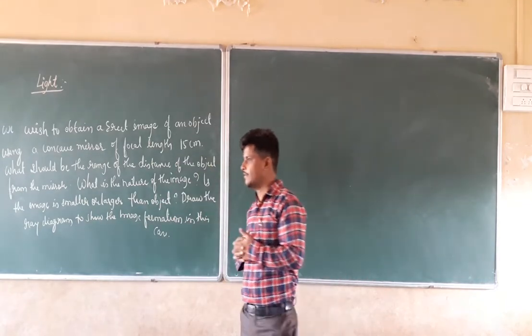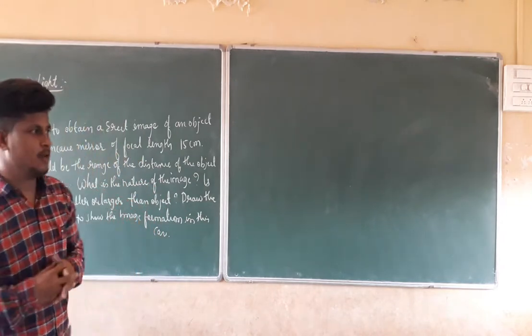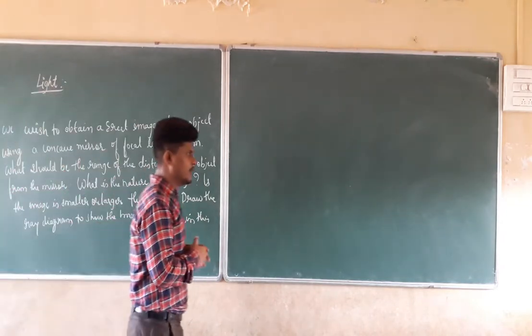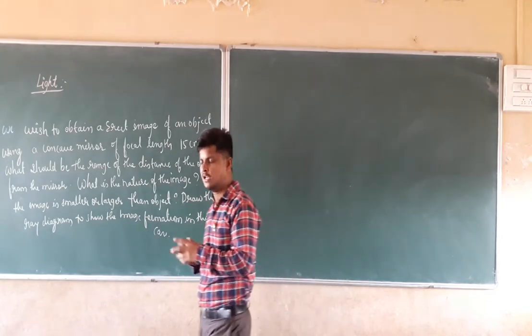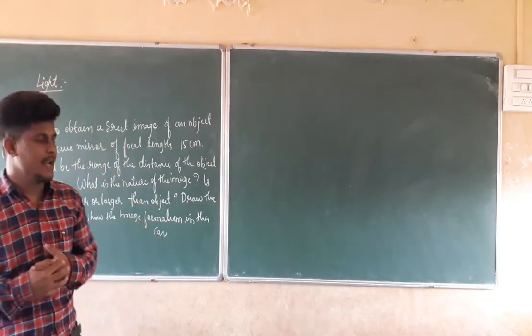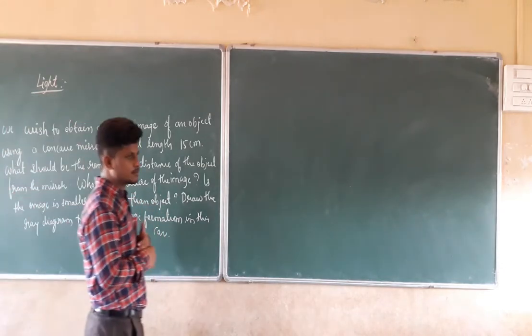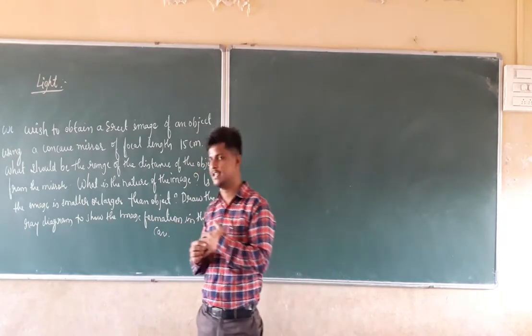In the last class, we concluded with the chapter Light. We learned about spherical mirrors and spherical lenses, solved numericals using the mirror formula and lens formula, and saw the ray diagrams in those topics. In today's class, we are going to discuss the exercise questions given in your textbook on this topic.